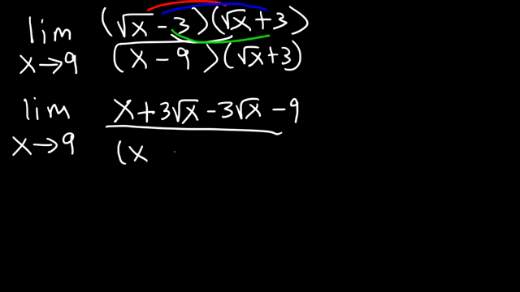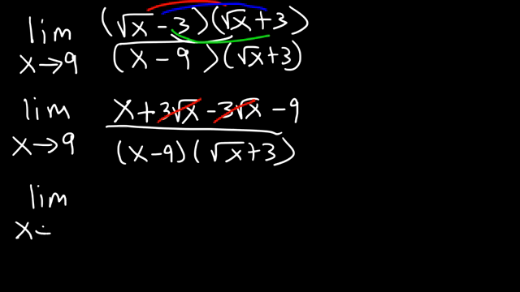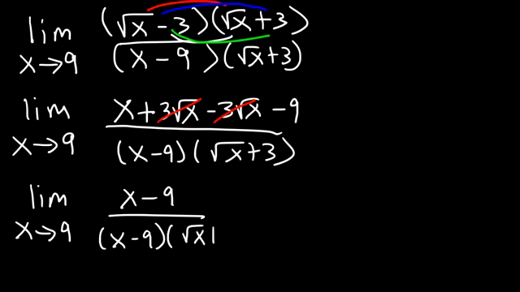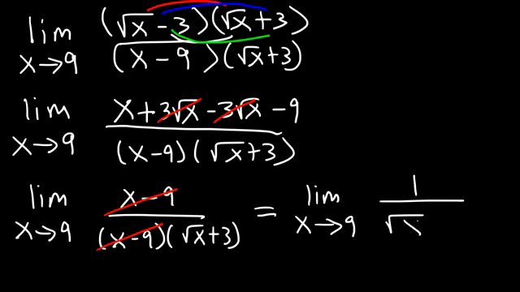Now on the bottom, I'm not going to FOIL the two expressions. I'm going to leave it the way it is, because my goal is to get rid of the x minus 9. I want to cancel it. Now negative 3 and positive 3 add up to 0. So what we have left over is the limit as x approaches 9 of x minus 9 divided by x minus 9 times the square root of x plus 3. At this point, notice that we can cancel x minus 9. And so what we have left over is the limit as x approaches 9 of 1 over square root x plus 3.